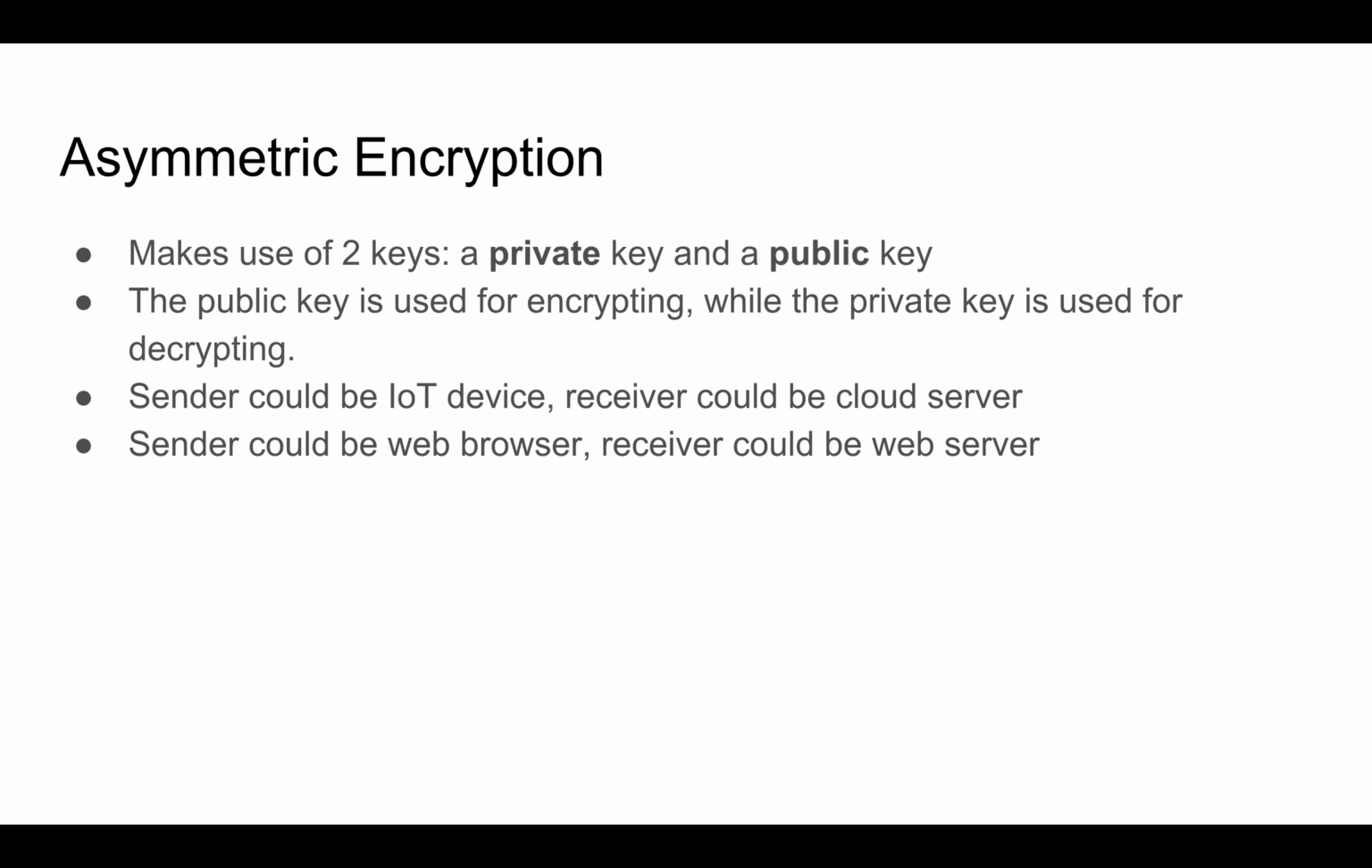Now we move on to asymmetric encryption. It makes use of two keys, a private key and a public key. The public key is used for encrypting, while the private key is used for decrypting. For instance, the sender could be an IoT device, the receiver could be a cloud server. Another scenario, the sender is a web browser, the receiver is a web server.